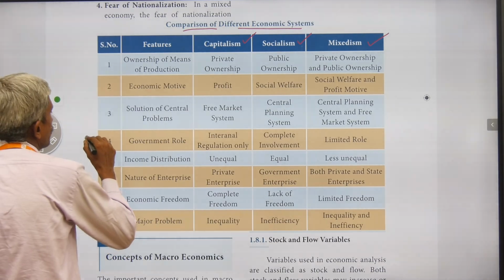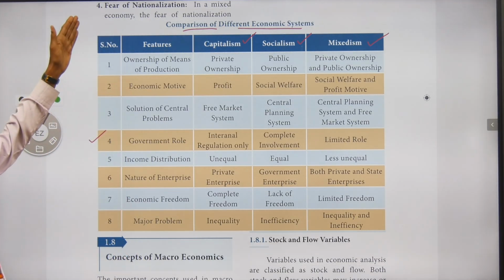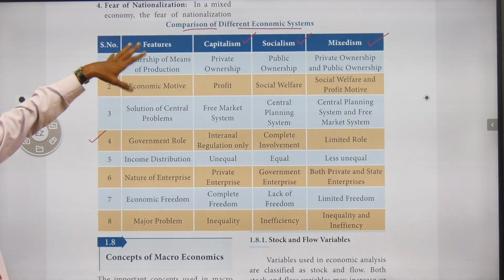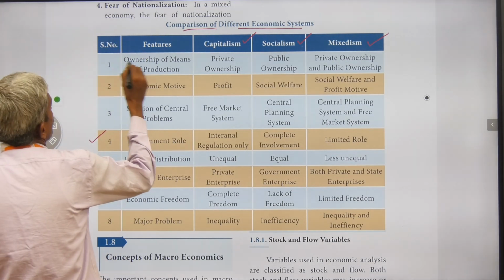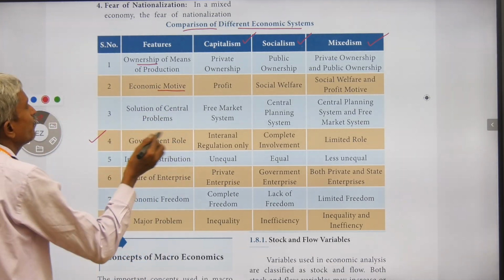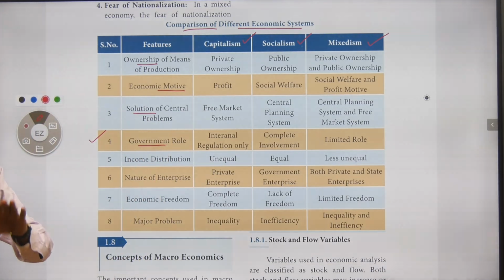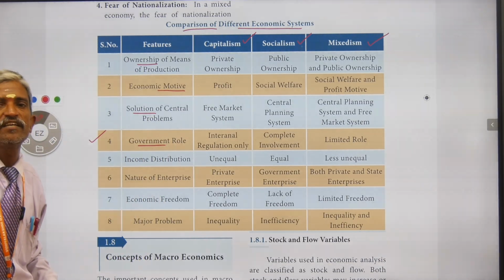Number 1, government role. Or accordingly, we can list them as given exactly in our textbook. Number 1, ownership. Number 2, motive. What motive? Economic motive. Number 3, solution. Number 4, government role. If you are thorough with these 4, the next 4 are a gift for us.